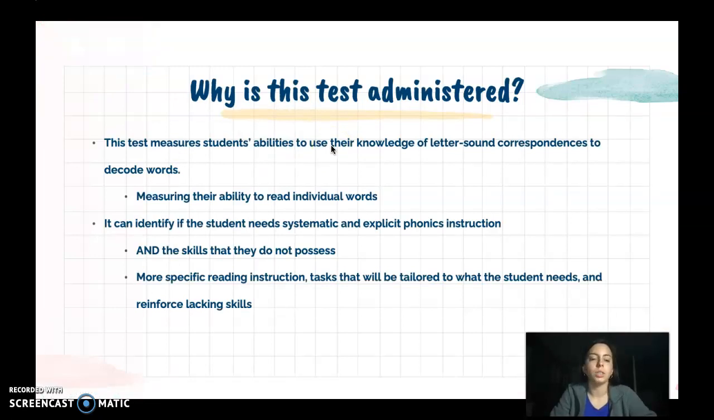Why is it administered? Well, this test measures students' abilities to use their knowledge of letter-sound correspondences to decode words, measuring their ability to read individual words. And it can identify if the student needs systematic and explicit phonics instruction and the skills that they do not possess, more specific reading instructions, tasks that will be tailored to what the student needs, and reinforce lacking skills.